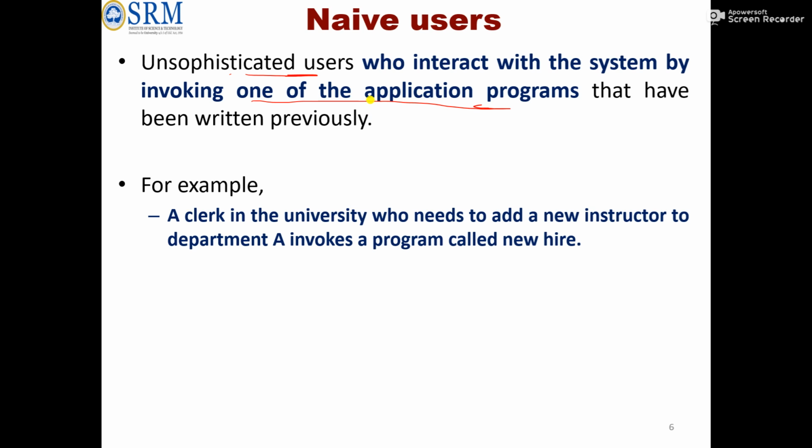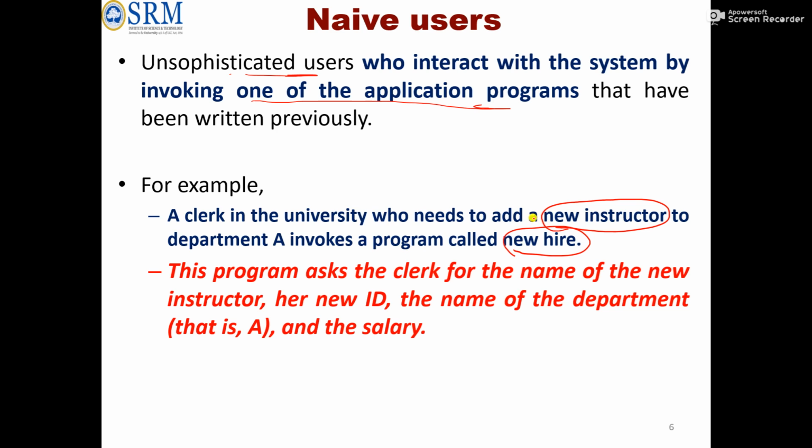For example, a clerk in the university wants to add a new record of a new instructor in the instructor relation to department A. So what they need to do is invoke the program called new hire, and make the entry of the new instructor onto the instructor table which is located under department A. While invoking the program, the clerk obviously should know the ID of the new instructor, what department they belong to, and what the salary is, because all these things they have to give as input, feeding the input onto the particular record.